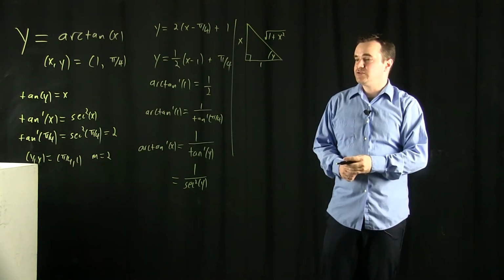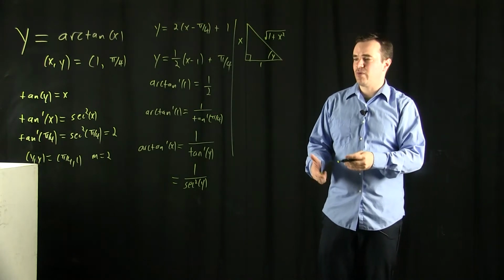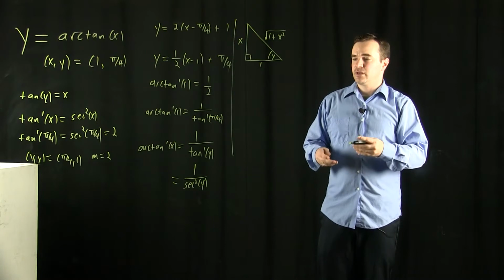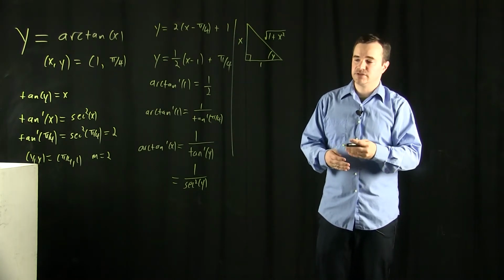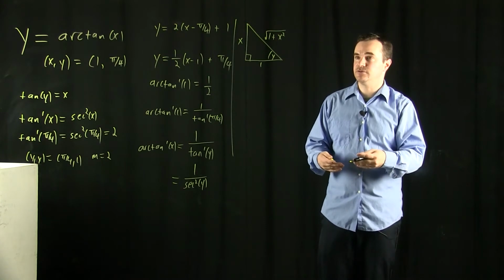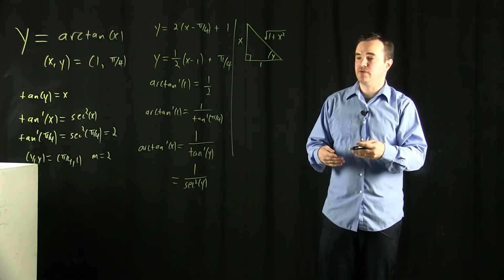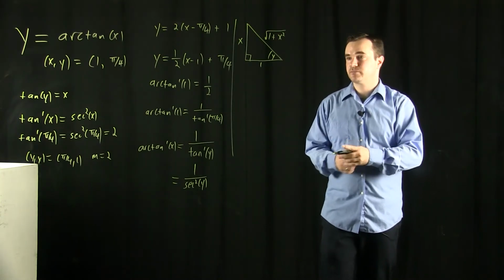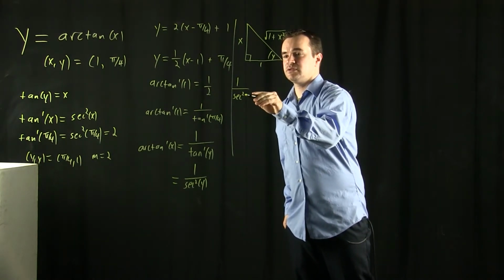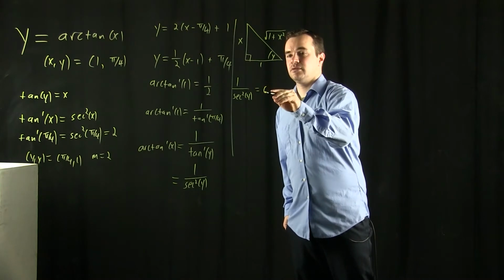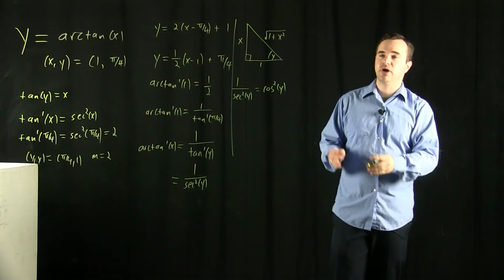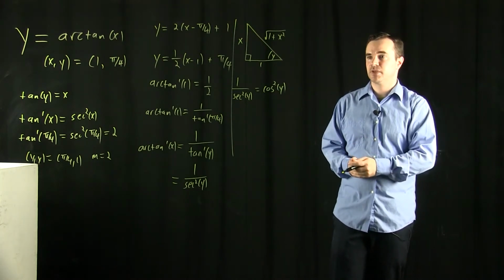So now what I want to do is figure out the value of 1 over secant squared. Well, secant is 1 over cosine, so 1 over secant is just cosine. So really all I have to do is figure out the value of cosine of y, because I know that 1 over secant squared of y is nothing but cosine of y squared. So I figure out cosine of y and then square it, and then I'm finished.